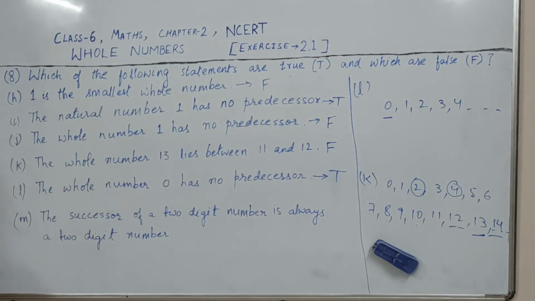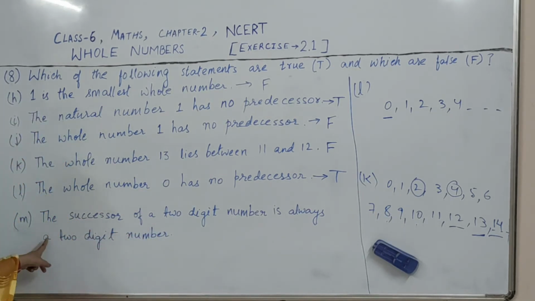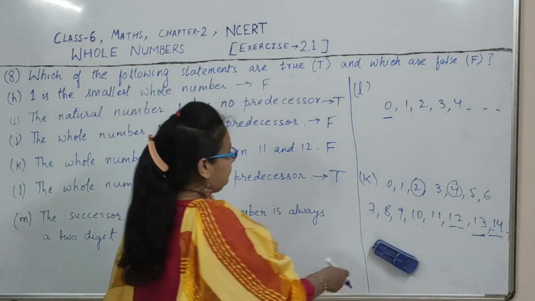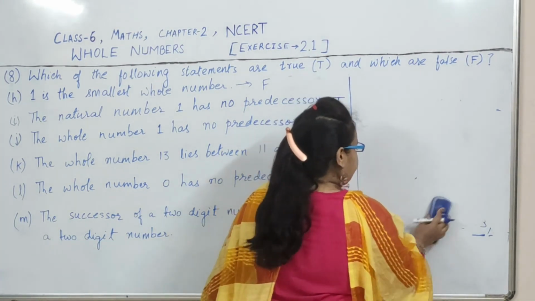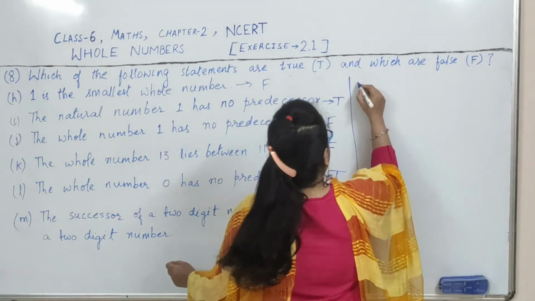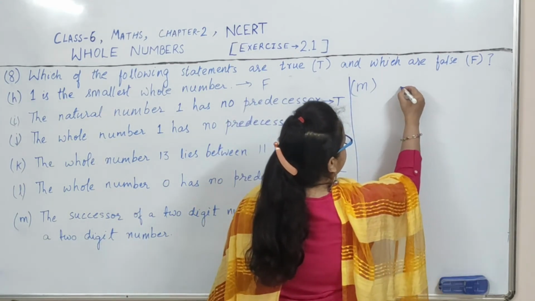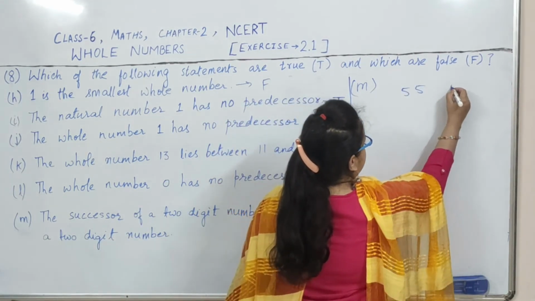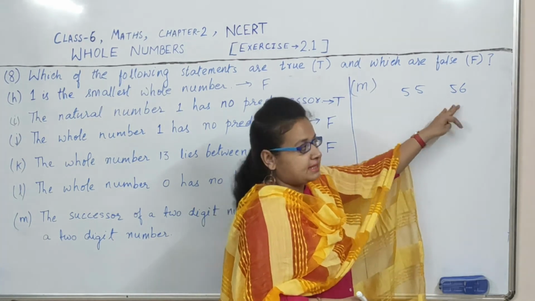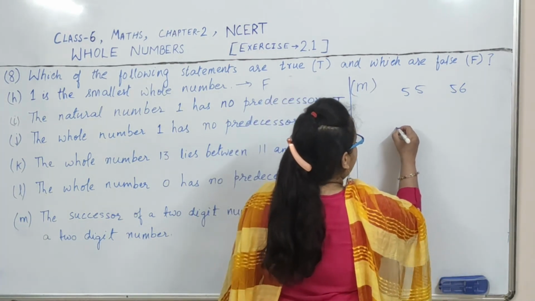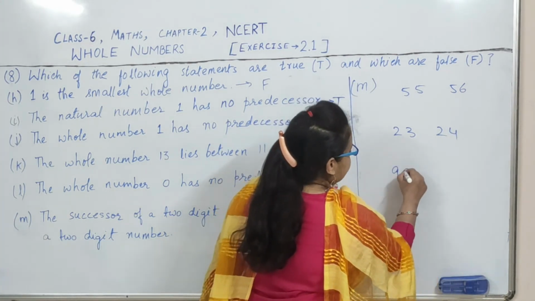The last one, question number M. The successor of a two-digit number is always a two-digit number. In the previous question we have seen what is a two-digit and a single-digit number. So let us take some two-digit numbers. 55. What is its successor? Its successor is 56. The number which comes just after 55 is 56. What will be the successor of 23? It will be 24. What will be the successor of 99?